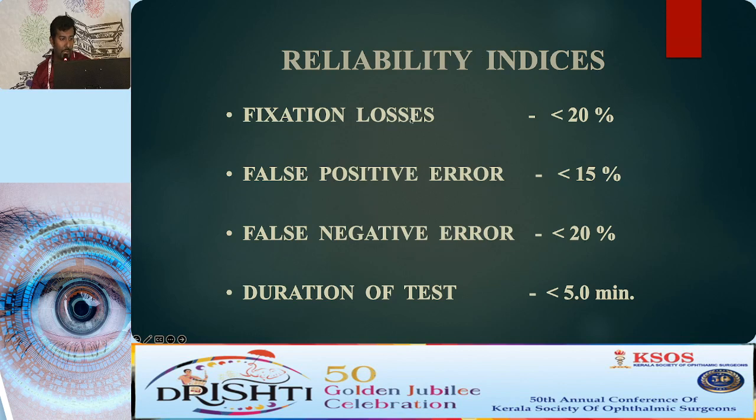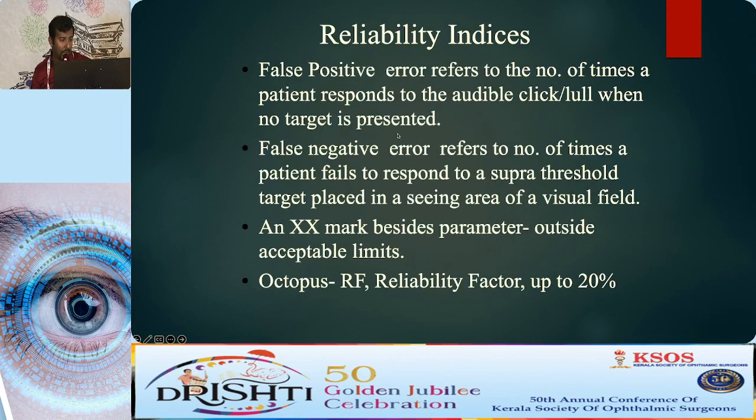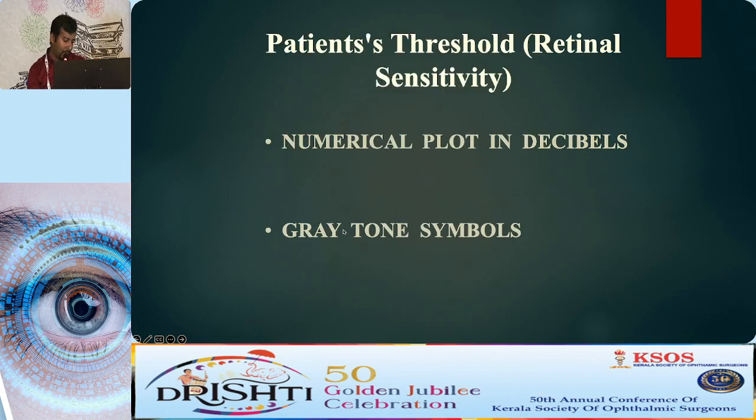And the reliability indices, you have to look at fixation losses. This is done by the Heijl-Krakau method, blind spot monitoring. And also false positive should be less than 15%, false negative should be less than 20%. Very easy to look at it. If it is more, it will put a double X mark next to it. Okay. And yeah, this is just telling you that there is a double X mark if it is more.